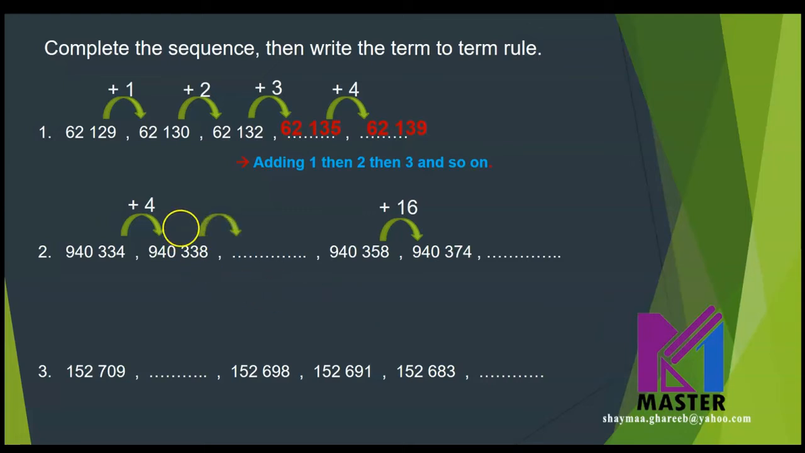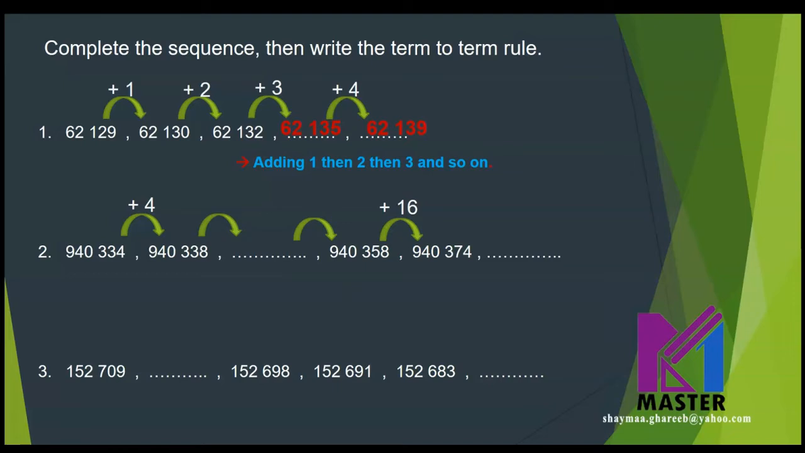Let's see. We have here a jump, then another jump from this term to this term. So now I started with 4, and here I ended by adding 16. What do you think? What's going on here? Am I adding by 1? So +4, then +5, then +6, then +16? No. Am I adding by 2? +4, +6, +8, then it should be +10. So it's not by 2.